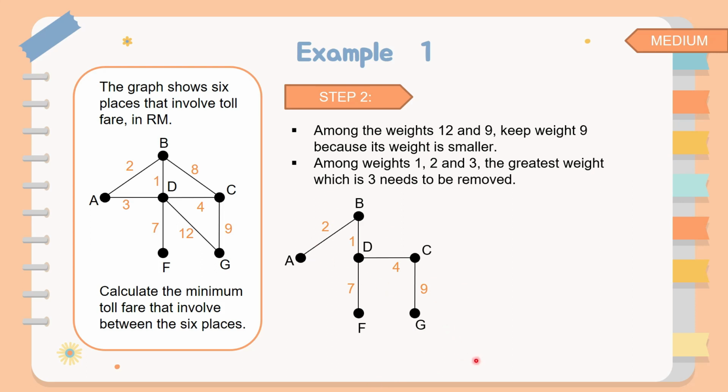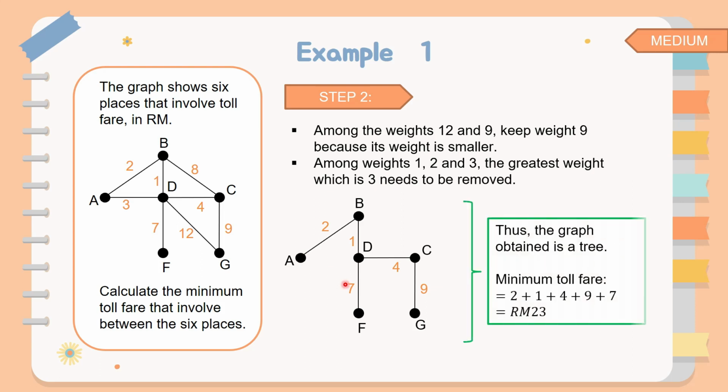Okay, ini adalah tree sebab semua vertex dia is connected with another vertex. All of the vertices are already connected with another vertex. Also, it only has one route only, which is each pair has one route only. Okay, this is a tree. Thus, the graph obtained is a tree. So, we can calculate the minimum cost, which is 2 plus 1 plus 4 plus 9 plus 7, and the total is 23 ringgit. Okay, this is the minimum toll fare for this kind of problem.